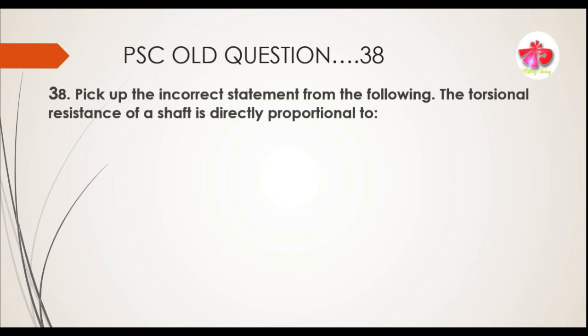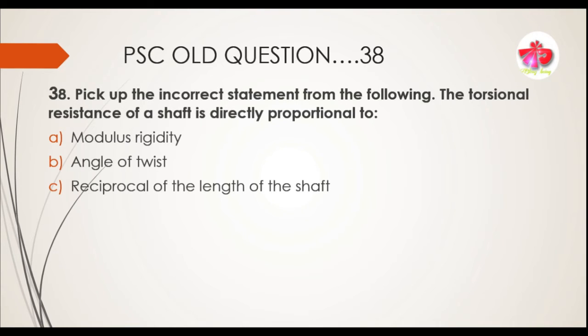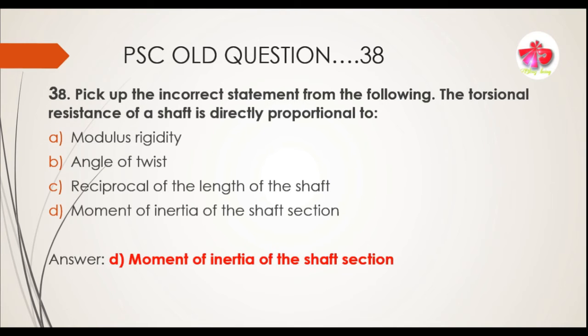Question number 38. Pick up the incorrect statement from the following. The torsional resistance of a shaft is directly proportional to option A, modulus of rigidity, option B, angle of twist, option C, reciprocal of the length of the shaft, and option D, moment of inertia of the shaft section. So friends, the incorrect statement is option D, that is moment of inertia of the shaft section. Since we have tau by R equals T by J equals G phi by L, this expression accounts for the solution of this question.